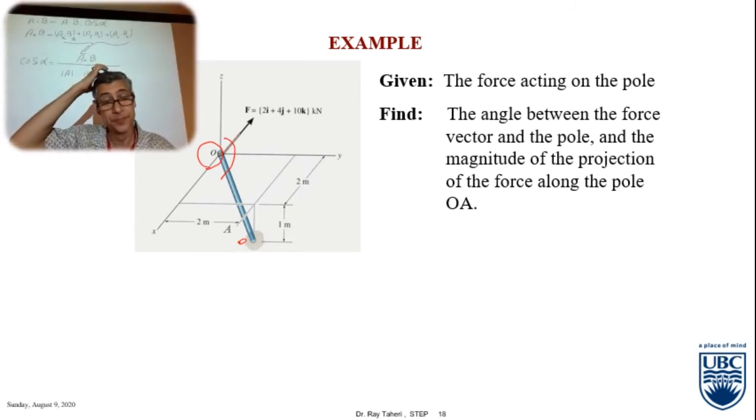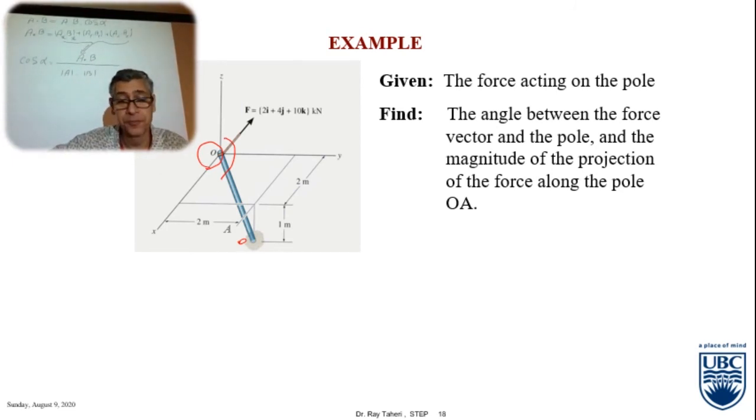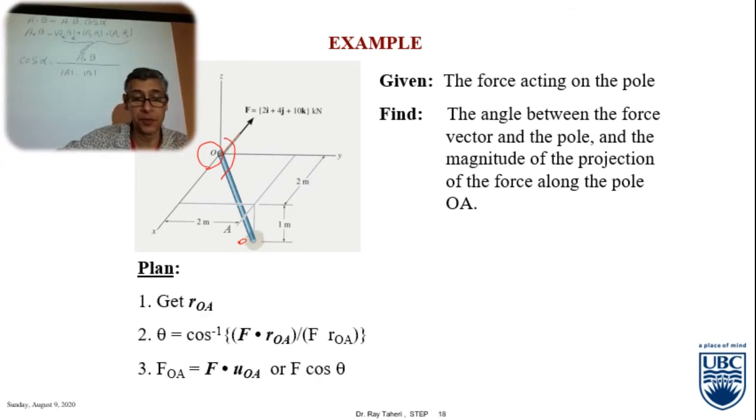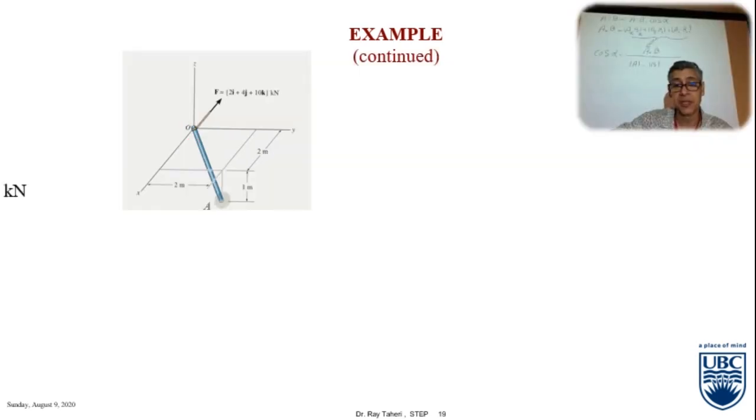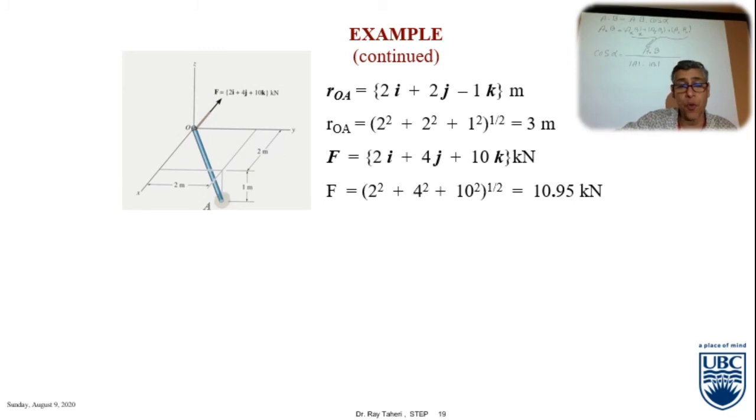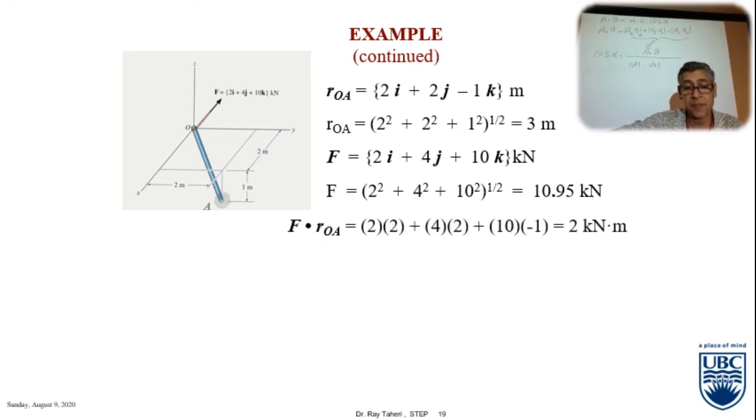So let's get back to the calculation. We know that the cosine of the angle is equal to the dot product of these two vectors divided by the magnitude of each of them. So it's pretty simple. First you find the vector OA. This is the OA, as I mentioned, 2, 2, minus 1. This is the magnitude. You find the force, already given. This is the magnitude. And then the next step would be the dot product of these two, which is I, J, J, K, K.